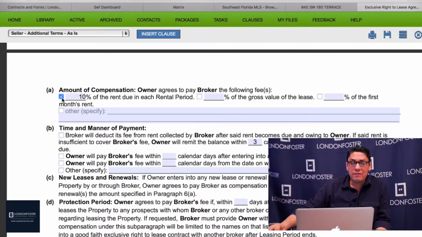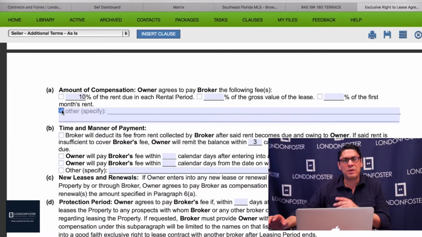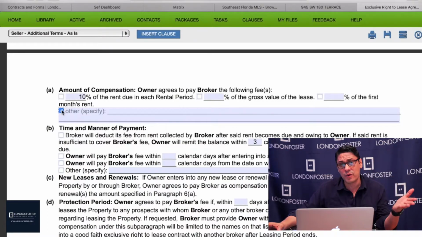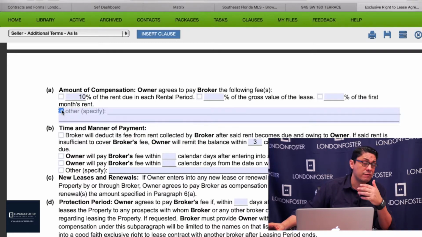The other one, and the final one, is usually when somebody is just paying a flat fee. It's not very common, but it does happen sometimes that an owner will say, listen, I'll only pay you $500 to rent out this apartment. I don't care if it's for 3 months, 6 months, 9 months, or a year and a half. I'm only paying $500. And there you would specify that.